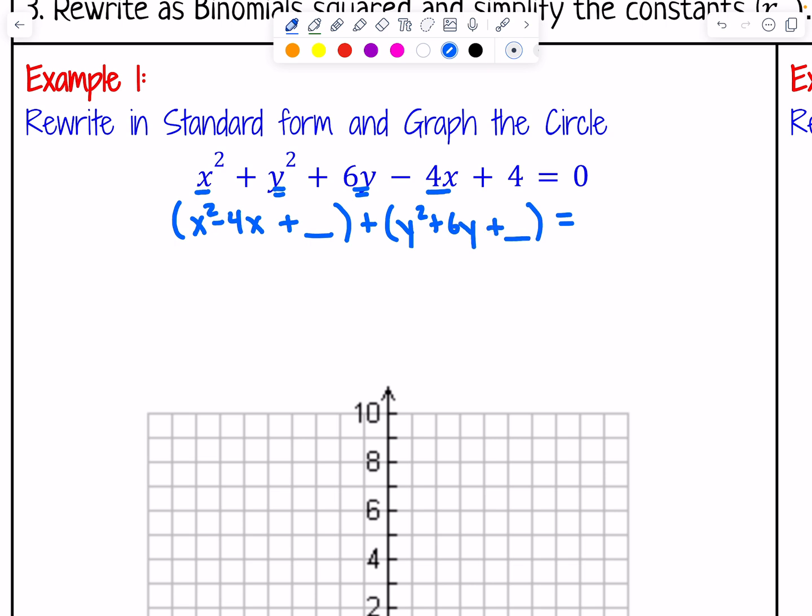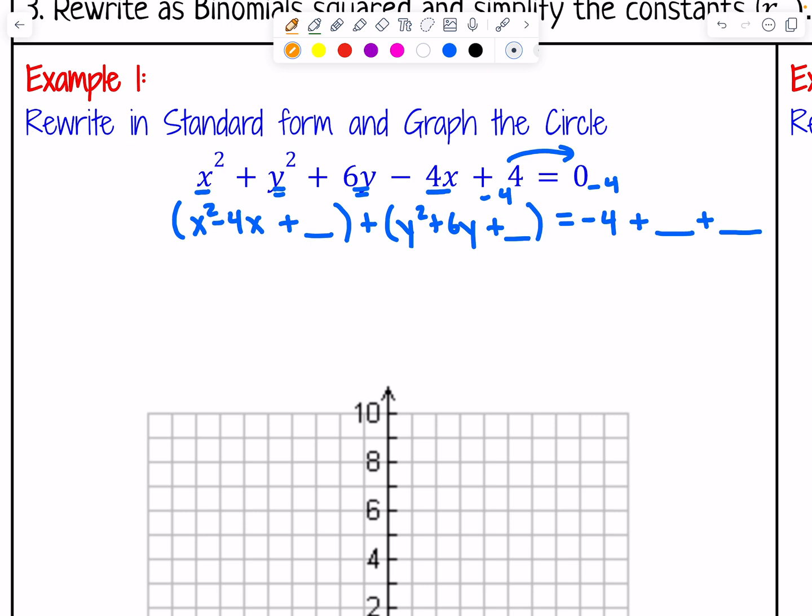And then we want to move our constant term of 4 over to the other side. So since it's a positive 4, we just need to subtract the 4 to move it over. So that'll become negative 4, and then leave 2 more blanks over there because we got to make sure we add the same numbers to the right that we're going to add to the left. Okay, so that was our first step. It's pretty important. We group the x's, leave room to complete the square.